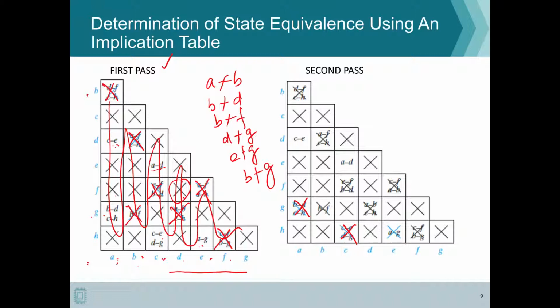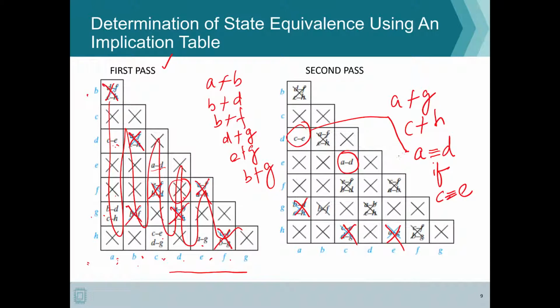AG was still pending. Here we have an updated AG, so let me put this AG, new conditions, and new conditions C and H. So that goes off, and the only thing that is now left is these two conditions. So basically what it's saying is A can be equivalent to D if C is equivalent to E. That's what this is saying.